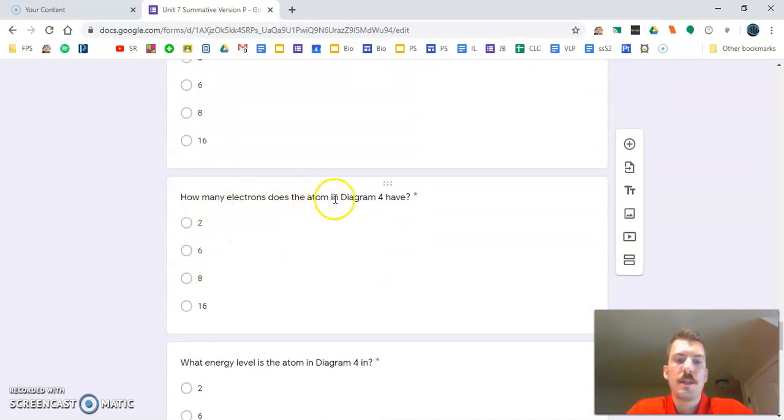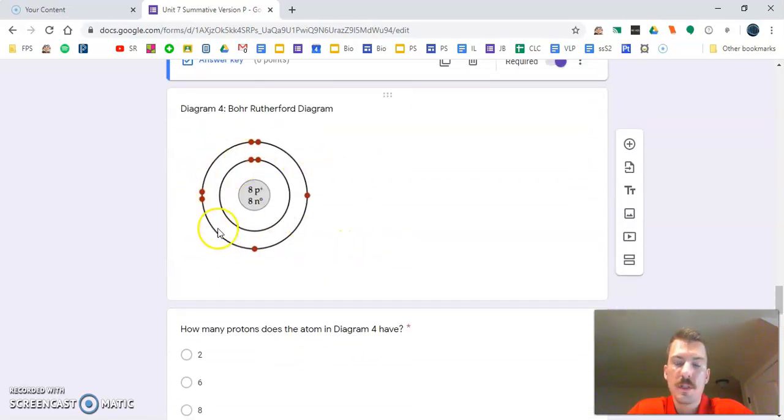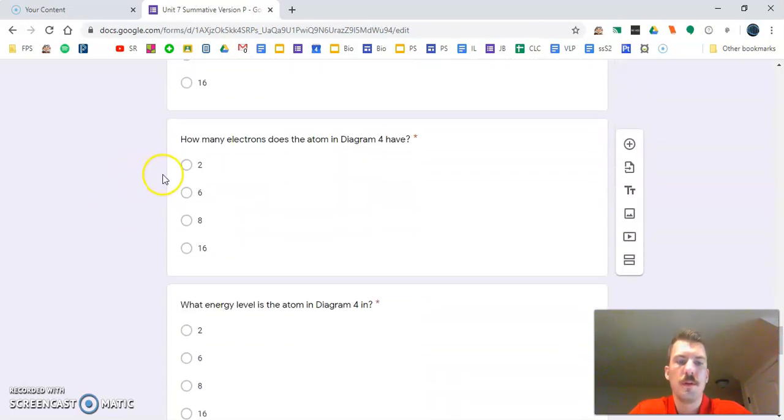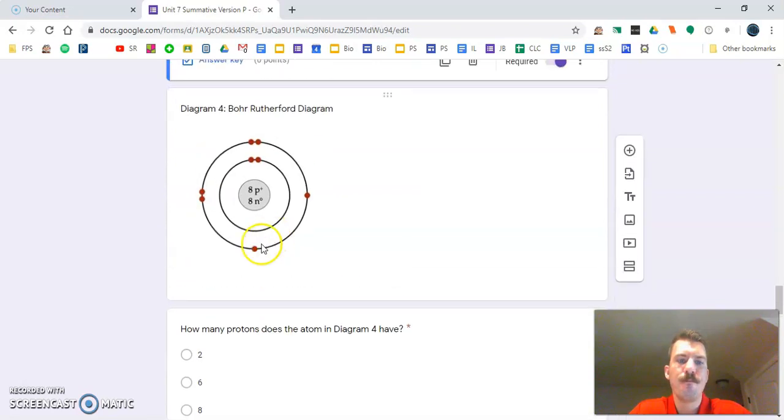How many electrons does the atom in diagram 4 have? Well, this diagram 4, all I have to do is count the red dots. So this is total electrons. 1, 2, 3, 4, 5, 6, 7, 8 total electrons. What is the energy level of this atom? All we have to do is count the circles around the nucleus. So this is 1, 2. This atom is in the second energy level.